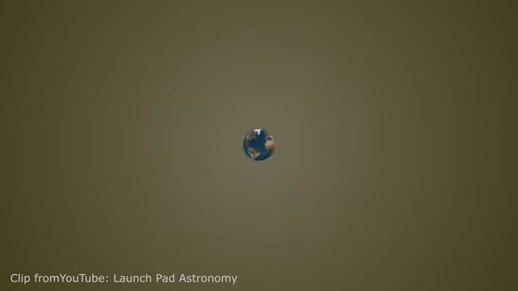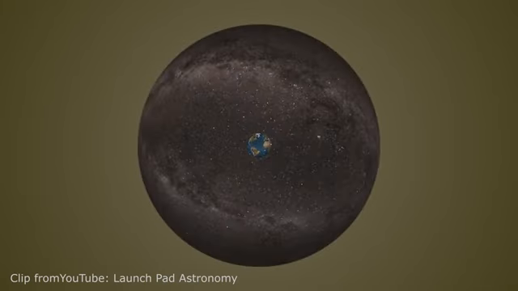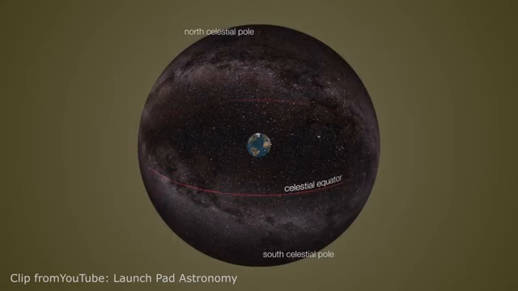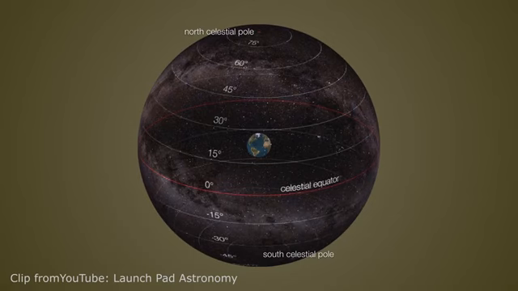So let's bring our Earth inside of the celestial sphere, and we'll once again extend our north and south poles to form the north and south celestial poles. We'll extend the equator to form the celestial equator. And just as we did before with parallels of latitude, we can now draw parallel lines to the celestial equator, only we refer to these as parallels of declination. So we measure declination as 0 degrees from the equator all the way up to positive 90 at the north celestial pole, and then all the way down to negative 90 at the south celestial pole.